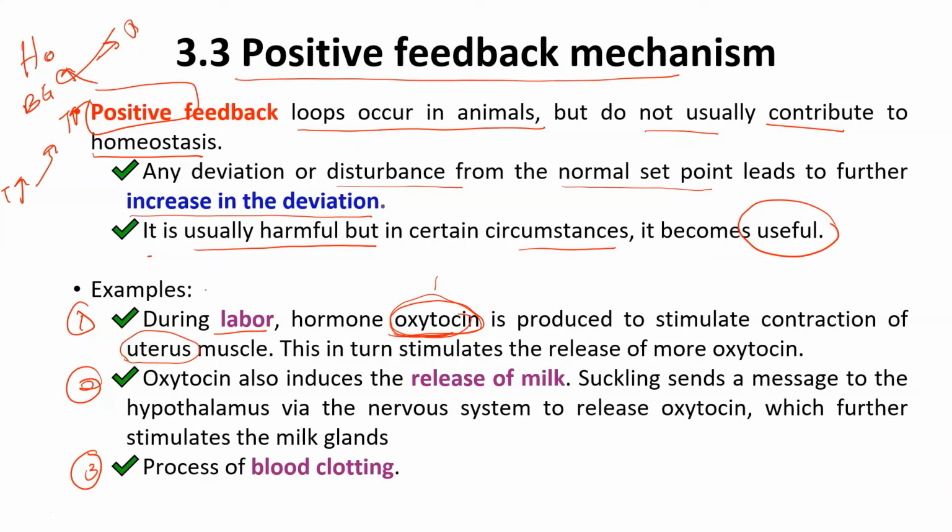Imagine berapa jauh dia nak kena travel. The oxytocin causes the uterus muscle to constrict, which in turn stimulates the release of more oxytocin. So that is how childbirth occurs. In order to push out the baby, the uterus needs to contract. This contraction is due to the secretion of more oxytocin. More oxytocin is released, more contraction occurs, until the baby is pushed out during childbirth.